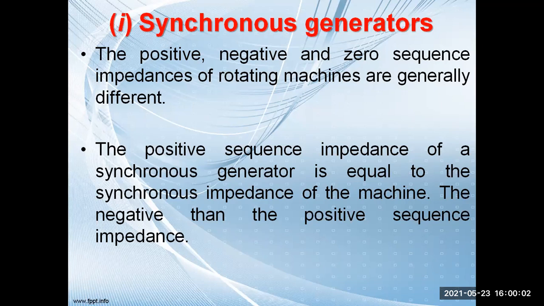But we have to understand that the positive sequence impedance of the synchronous generator is equal to the synchronous impedance of the machine. Do you know what the synchronous impedance of the machine is? Anyone? There is a specific procedure to calculate the synchronous impedance of a synchronous machine. Can anyone tell how to calculate the synchronous impedance, or what synchronous impedance is?